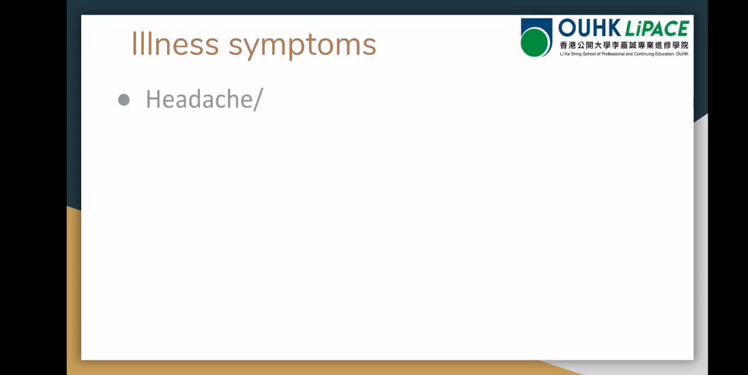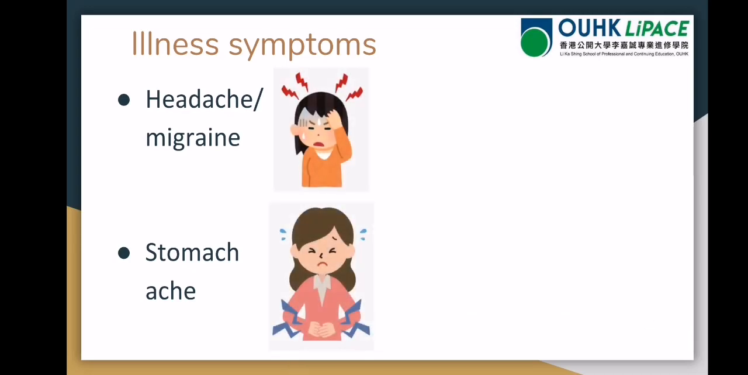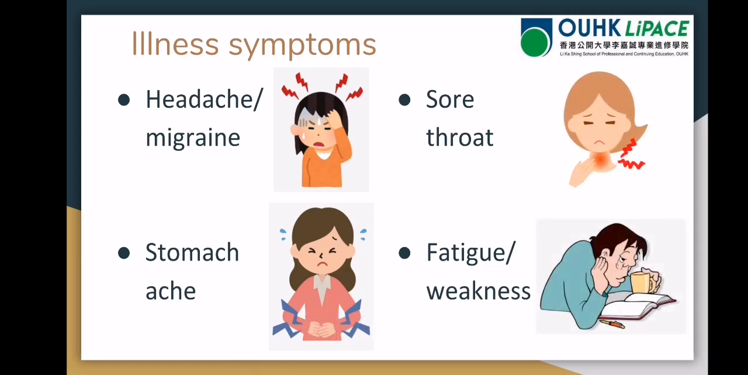Next we have some more common things like headache or migraine. I mentioned in the last video, migraine is a more serious headache. And then we have stomach ache. So again, headache and migraine, sore head, stomach ache, pain in your stomach. You could also say stomach pain as well. So here we have sore throat, and then fatigue or weakness. Fatigue means you feel really tired and weak, or you can just say weakness. Sore throat normally comes from coughing a lot. And fatigue or weakness is just being very tired, not feeling very strong.